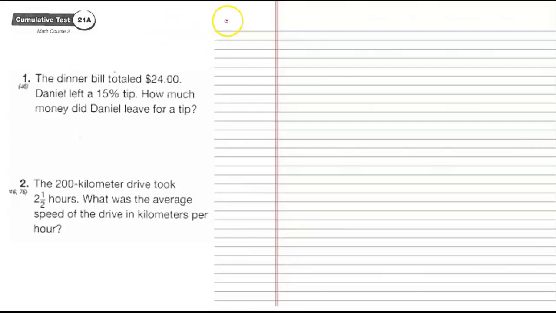So I'll start with number 1 up here. It says the dinner totaled $24. Dana left a 15% tip. How much money did he leave for a tip? So the first thing I'm going to do is convert the percent to decimal form.